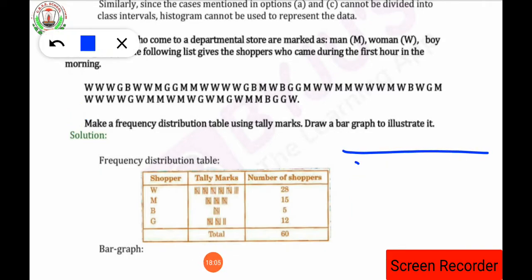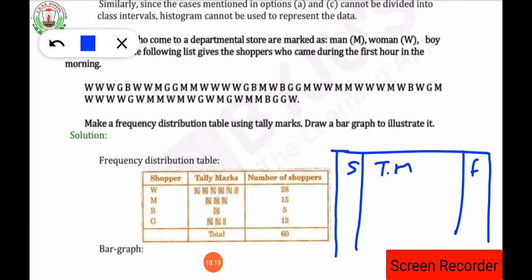We are going to draw the first column for the shopper, that is men, women, boys and girls. Then the second column is for the tally marks, and the third column is for the frequency. So 3 columns we have to draw for the tally marks table. First we are going to write women, who come to the shop to buy things. Then men will come. Women are denoted by W and men are denoted by M. Then boys are denoted by B and girls are denoted by G. Like that we are going to draw the table, isn't it?